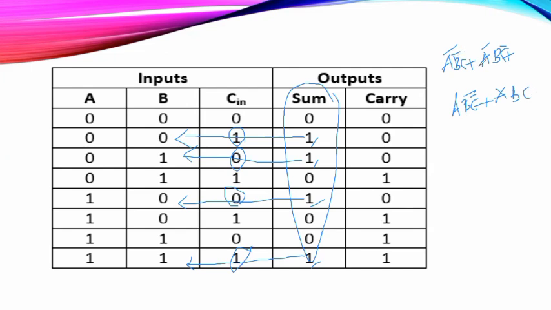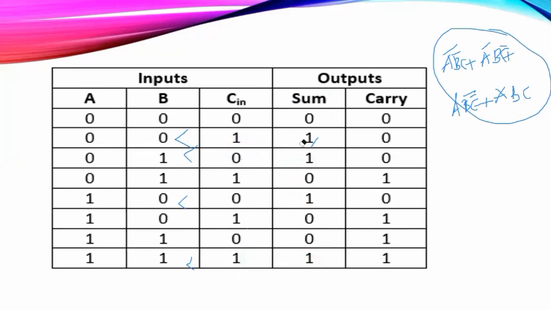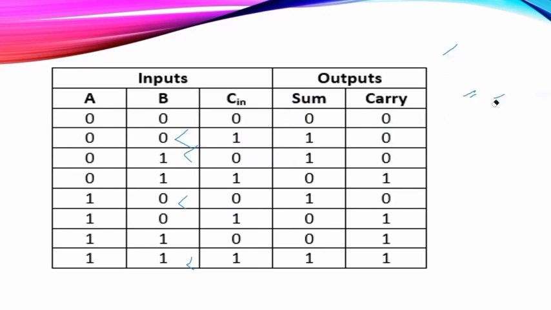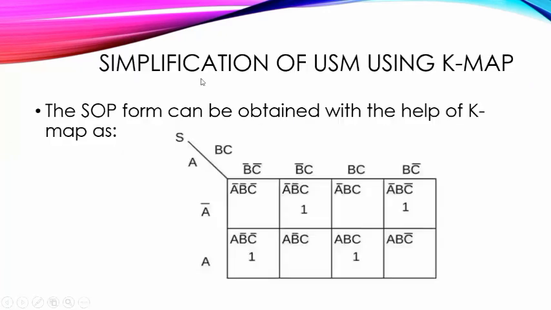So A bar, B bar, C plus A bar, B, C bar plus A, B bar, C bar plus A, B, C is the equation for the sum. Okay? And we will be even more simplifying this whole equation. Using K-map, we will be simplifying the sum. Okay, so the SOP form can be simplified using the K-map.